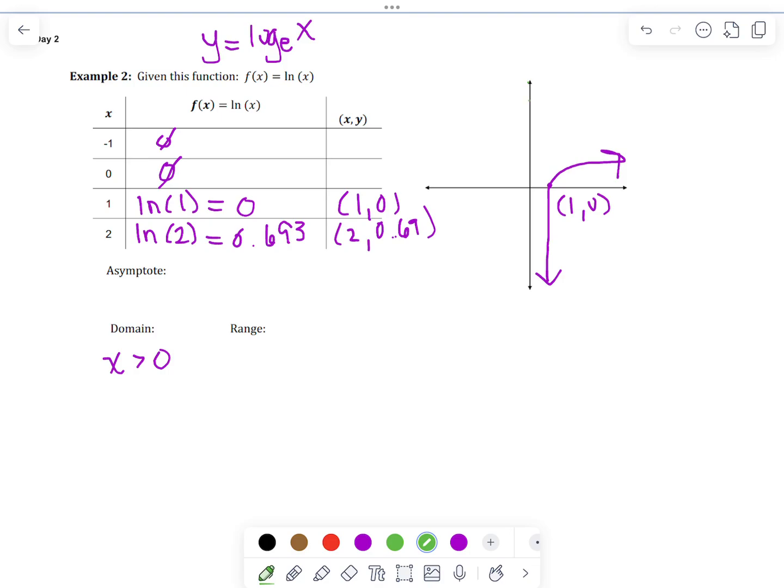The asymptote is in the same spot as our base 10 common log, and that asymptote is at x equals 0. It's a vertical asymptote. The range of values is the same. It's going to be all real numbers for all logarithms.